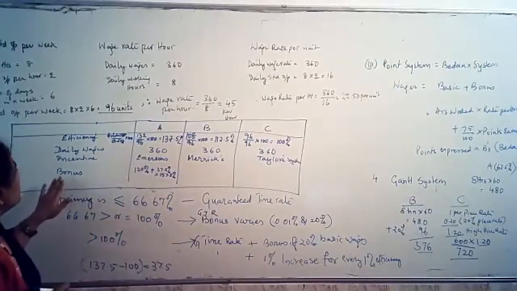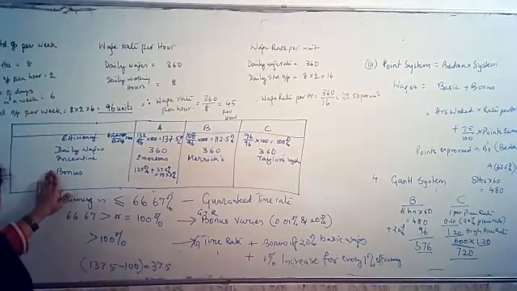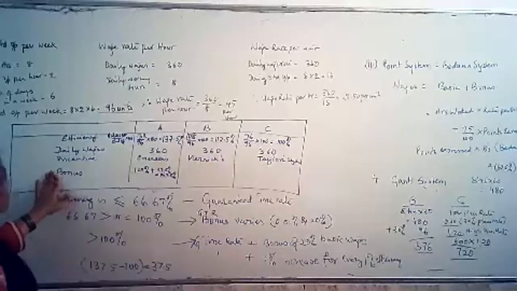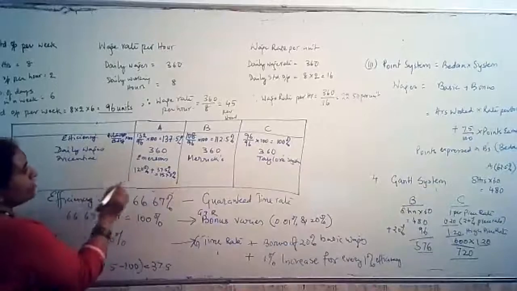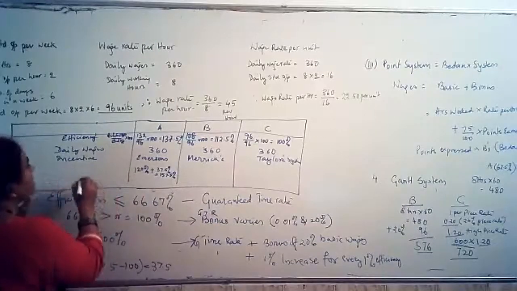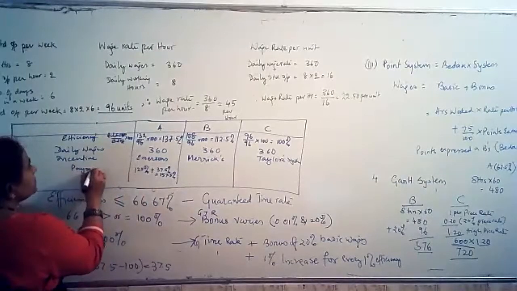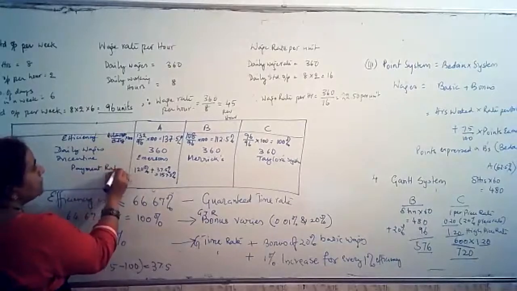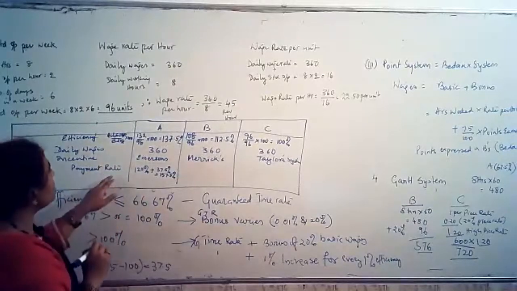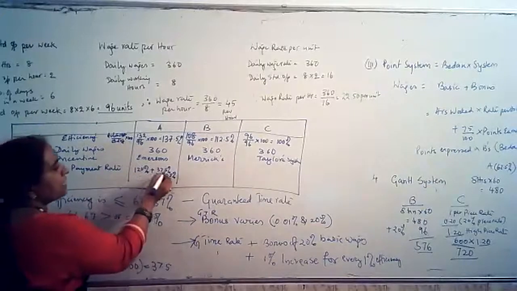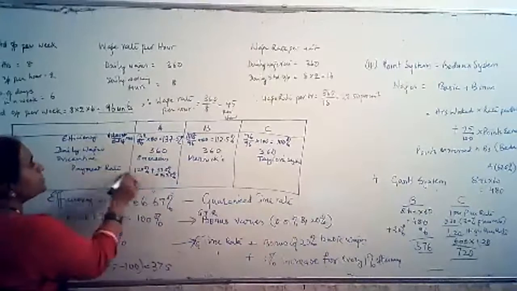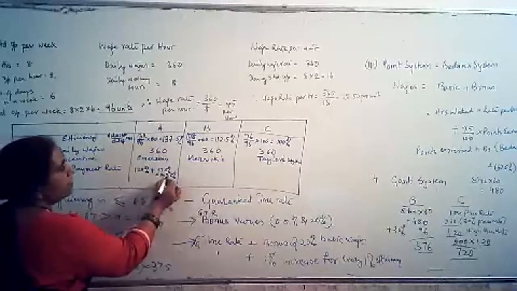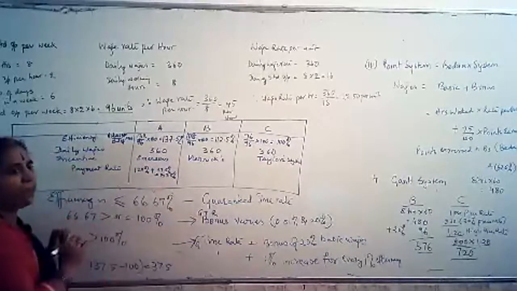So this is not bonus. Bonus will be 57.5% only, that is 20% plus 37.5. I will write here payment rate rather. Payment rate is 157.5, the new payment rate I have.